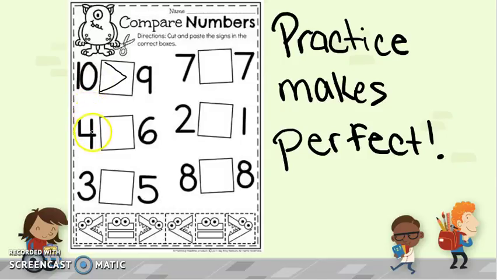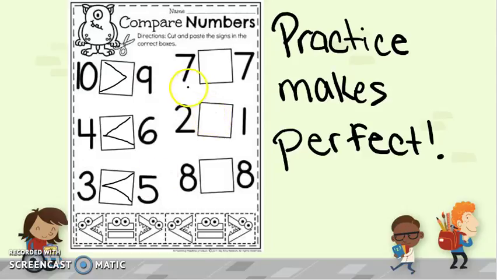We have a 4 and we have a 6. So is 4 greater than, less than, or equal to 6? It's less than 6. It's to the left of the number line. So our alligator's going to eat that number 6. We have number 3, greater than, less than, or equal to number 5. We know that 3 is less than 5 because it's to the left of the number line. So we're going to make that little alligator mouth eat 5. Alligators are big animals. They need the bigger number.